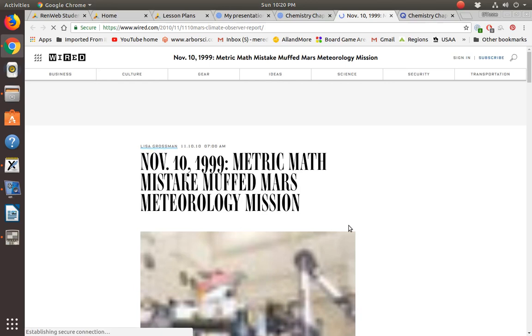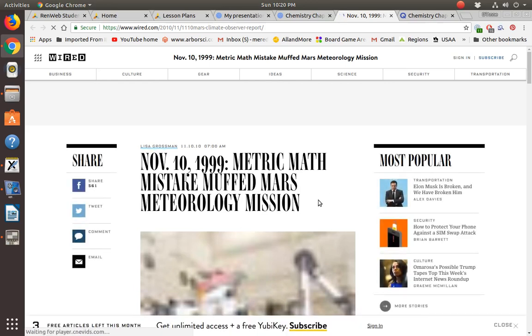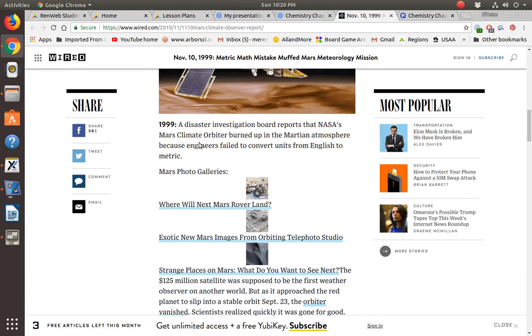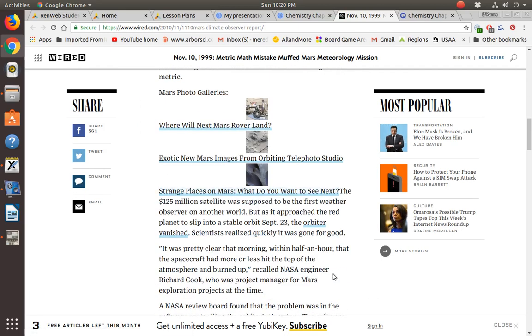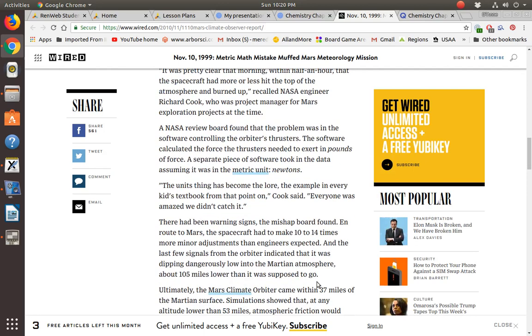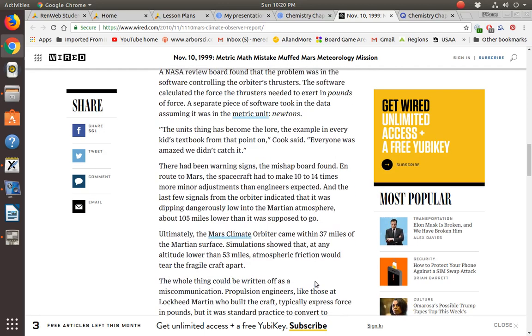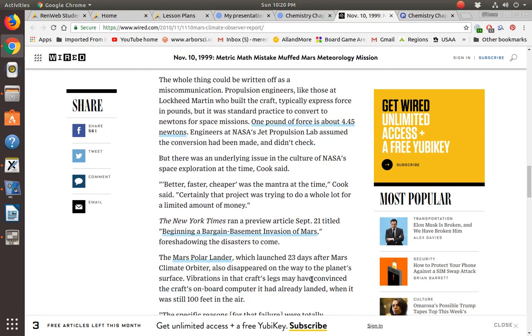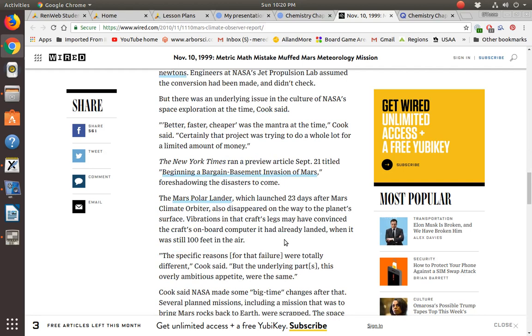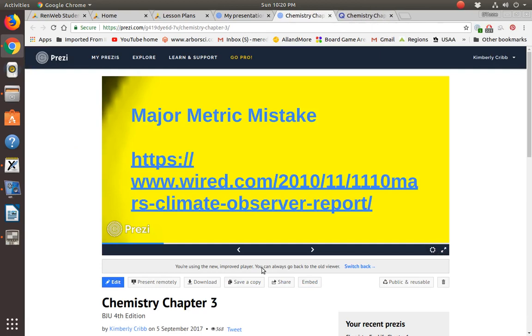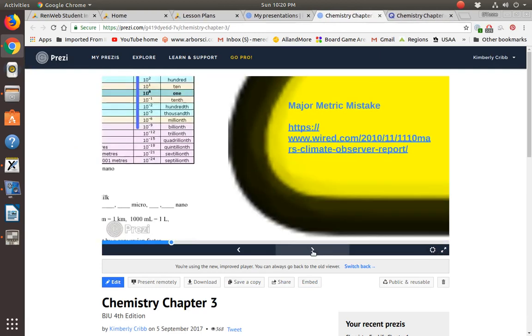This is just talking about how in 1999, a metric math mistake cost all kinds of money. A disaster, because they measured things using the metric system in one spot and using the English system in another spot. And because they weren't using the same units, if you read on through here, it ended up destroying things and costing a lot of money. I don't have time to find exactly the spot to look at, but you can go back and look at that. It's an interesting article.